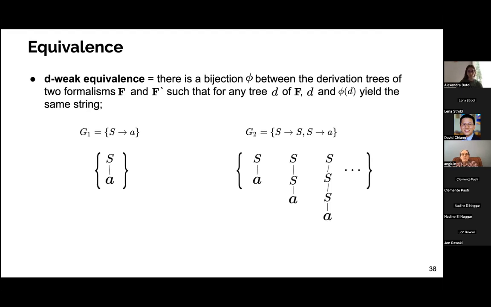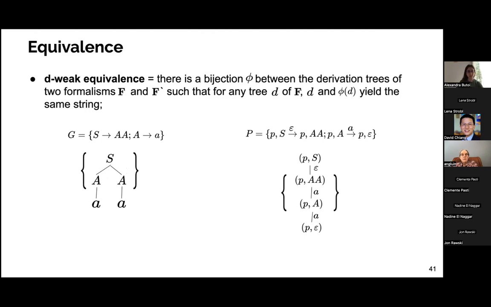And one example, so if you have these two context-free grammars, one which has only this rule, S goes to A, and it has a single derivation tree which produces A, and another context-free grammar G2, which has infinitely many derivations. So, and it has these rules, S goes to S, and then S goes to A, and it has infinitely many derivation trees. So there is no bijection between these sets of derivation trees, and therefore G1 and G2 are not D-weakly equivalent.